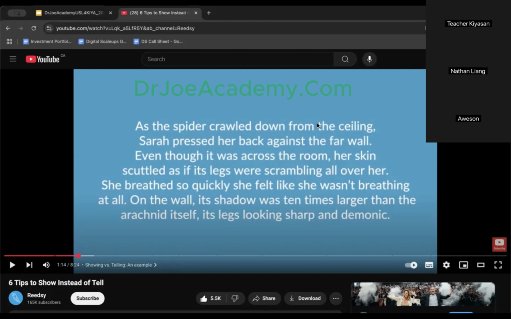And even the descriptions are well detailed. Her skin scuttled as if its legs were scrambling all over her. That forces, again, for you to pause and kind of create an image in your head. If you are scared of insects and you do see an insect close up, it almost feels as if the insect is already crawling on your skin, even though it's not. And that's almost the kind of sensation that this is creating for you.